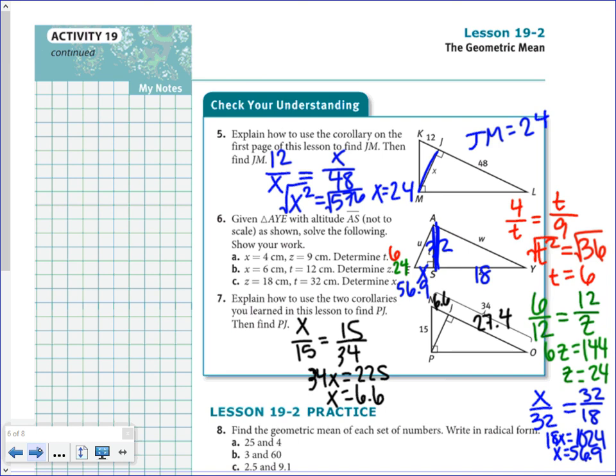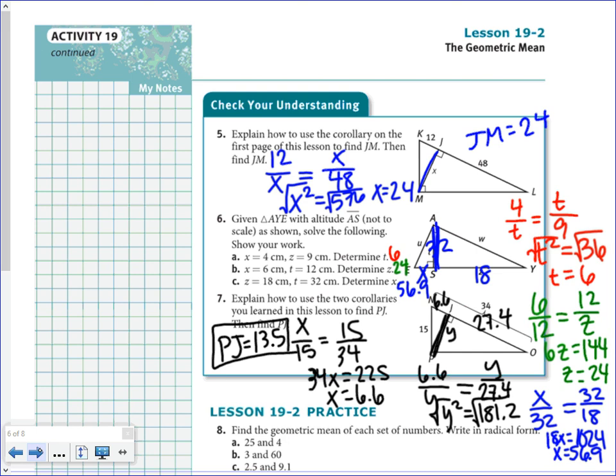So then I can use those two numbers to find my altitude, which I'll label as y. So my altitude is my geometric mean between 6.6 and 27.4. And so y squared is going to be 181.2. And if you take the square root for Pj, you get 13.5. So that's how you could use both corollaries in one problem. So now let's look at some of the practice questions.